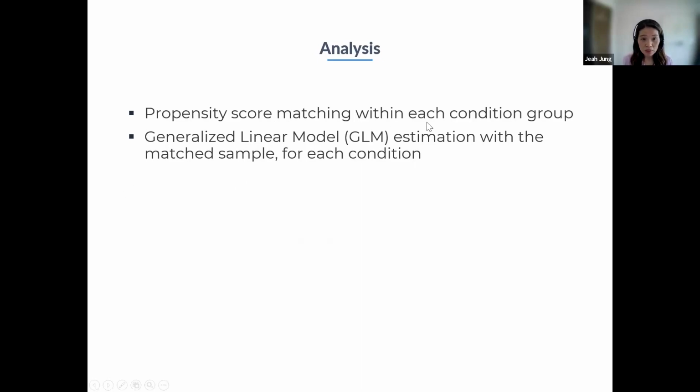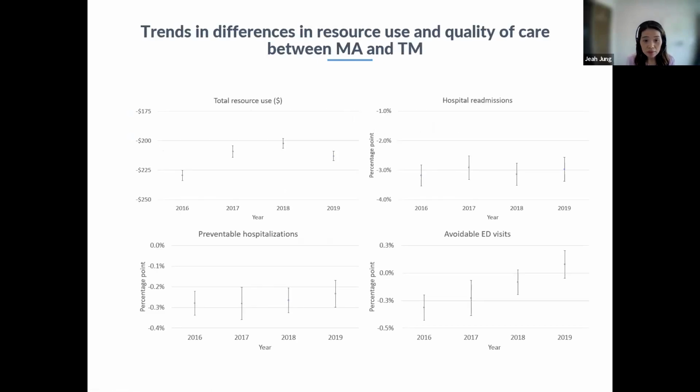So we did some matching process just to ensure that we have balanced characteristics between MA and TM. And then we used the generalized linear model. Okay, here are some results.